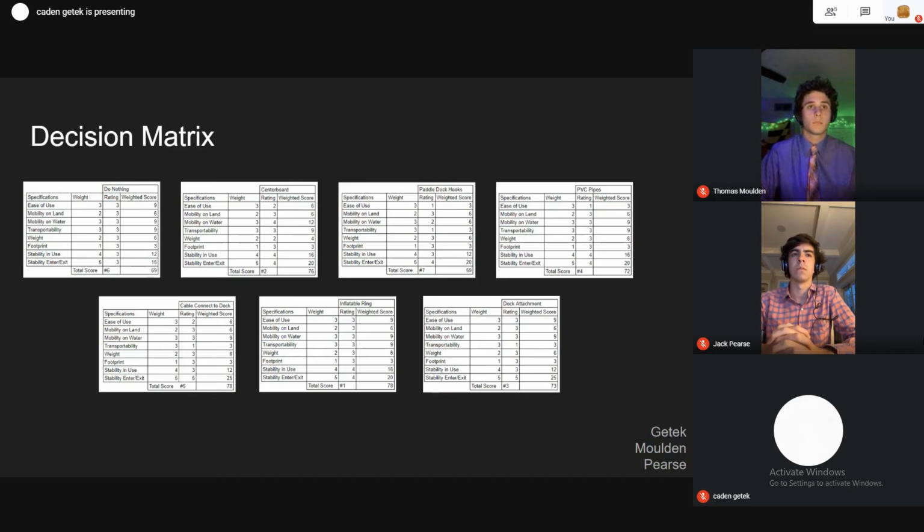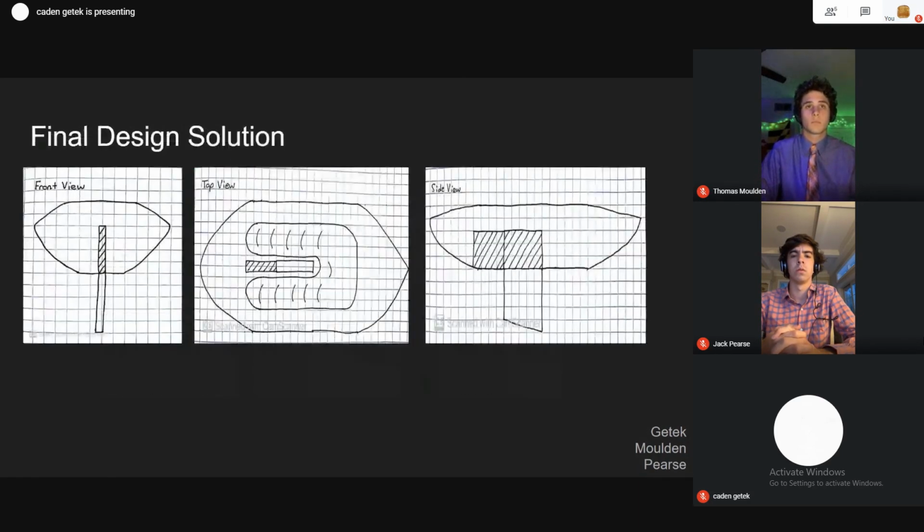We also weighed each of these things differently depending on how important we thought they were, but because we included them, they were all at some level of importance. And so for this, we decided that our number 2 design came out to be the strongest one, with the centerboard, just because we liked some of the features and we thought it was a little more doable than the inflatable ring design. That's why we chose that one.